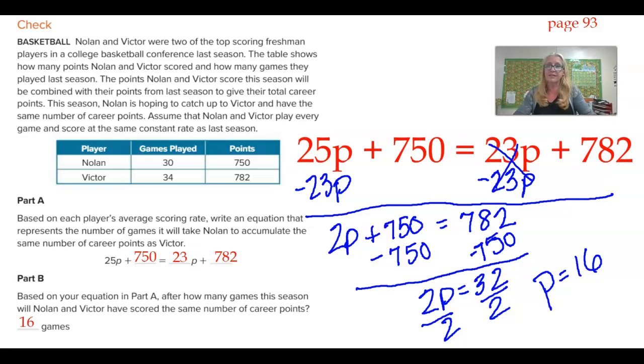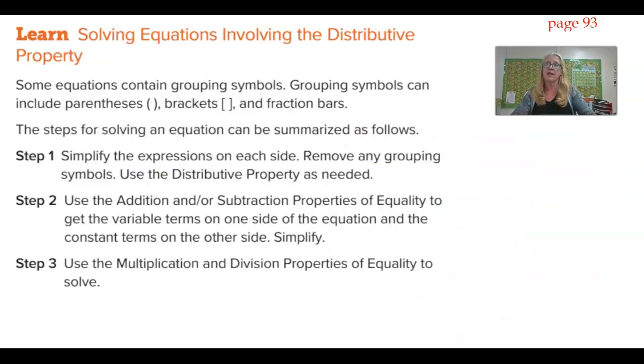All right, so based on our equation and our math, how many games this season will Nolan and Victor have scored the same number of career points? At the 16 game point. Okay, all right, next example.